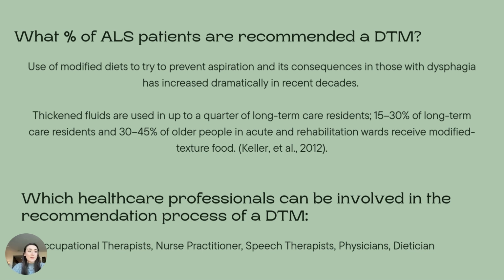Here we can see more specific data on how many ALS patients were recommended a diet texture modification in 2012. In 2012, it was stated that the use of modified diets to try to prevent aspiration and its consequences in those with dysphagia has increased dramatically in recent decades. Thickened fluids are used in up to a quarter of long-term care residents, 15 to 30% of long-term care residents, and 30 to 45% of older people in acute and rehabilitation wards receive modified texture food.